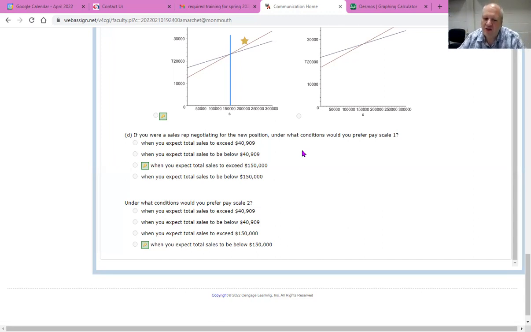The last part says, under what conditions would you prefer pay scale 2? If I was going to sell less than 150,000, because as you can see back here, pay scale 2 is on top all throughout up until you get to 150,000. That is the idea of break-even analysis, finding those regions where the profit is better if you go with this method versus that method. It's the whole idea there. Okay, so I'm going to clear that.